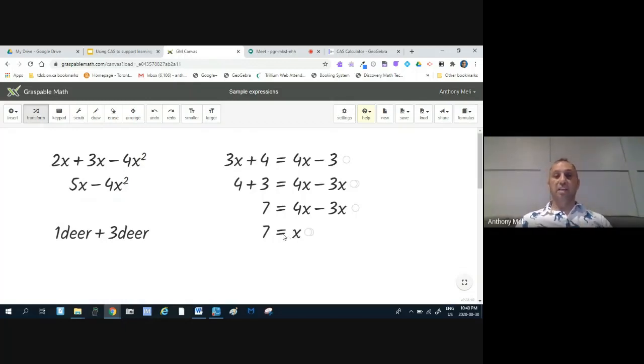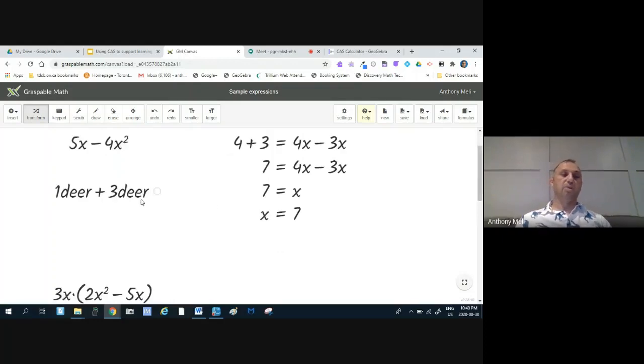You might not like that the x is on the right side, so I'm going to click the equals and it's going to reverse it, and there's all your steps. It shows what you did. It gives you your answer. I want to do 1 deer plus 3 deer? No problem. It's 4 deer. And I want to show my steps. There's not much to show there.